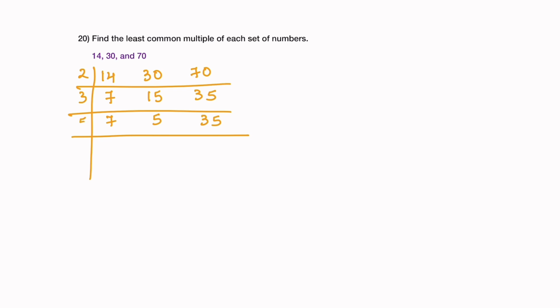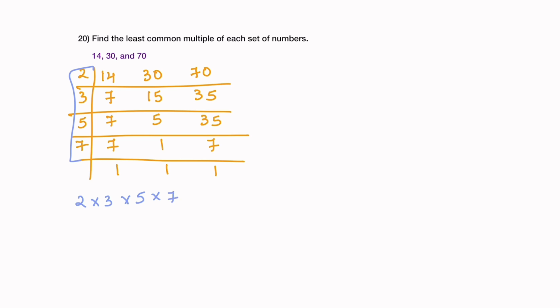Next prime number is 5. 7 as it is, 1, and that's 7. And then we say 7, 1, 1, 1. So what's the answer here now? We need to multiply this, right? So that's 2 times 3 times 5 times 7.